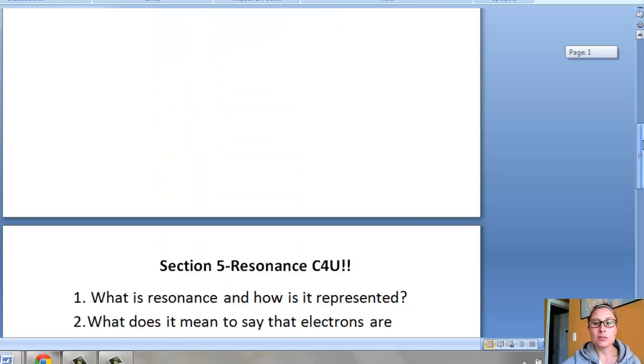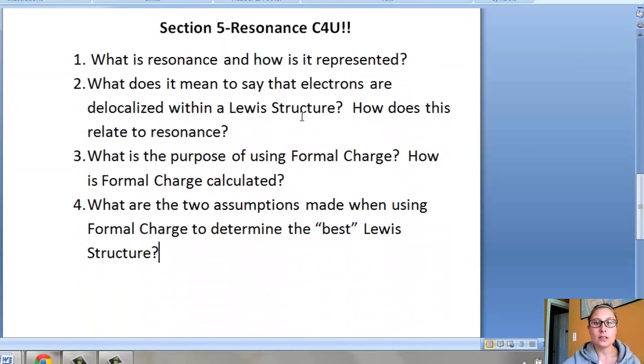But let's go on to check for understandings for resonance and formal charge. So number 1, what is resonance and how is it represented when we're doing Lewis structures? Number 2, what does it mean to say that electrons are delocalized within a Lewis structure, and how does this relate to resonance? Number 3, what is the purpose of using formal charge, and how is formal charge calculated? And number 4, what are the 2 assumptions made when using formal charge to determine the best Lewis structure?